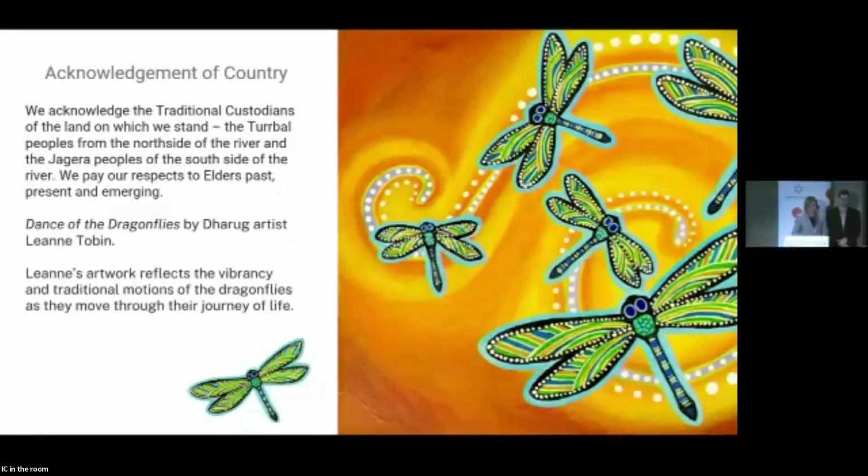So we'd like to begin by acknowledging the traditional custodians of the land on which we stand, the Turrbal peoples from the north side of the river, and from the south side of the river, the Yagara peoples. And we pay our respects to elders past, present and emerging, and extend this respect to any Aboriginal and Torres Strait Islander colleagues in the room and online today.